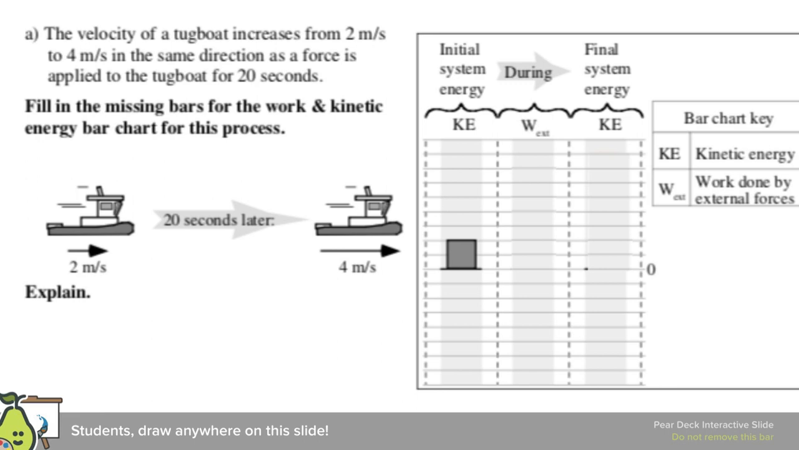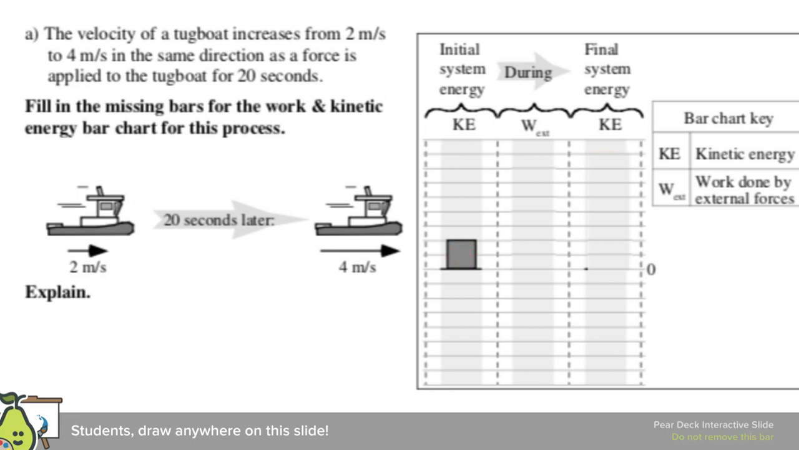So let's look here. The velocity of a tugboat increases from 2 meters per second to 4 meters per second in the same direction as a force is applied to the tugboat during 20 seconds. So the force is applied to the right, and the speed goes from 2 to 4. Fill in the missing bars for the work and kinetic energy bar chart for this process. So they've told us that the kinetic energy in the first circumstance here is 2 bars, whatever that is.